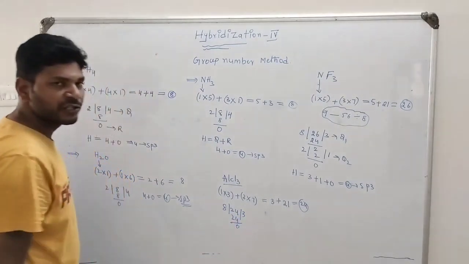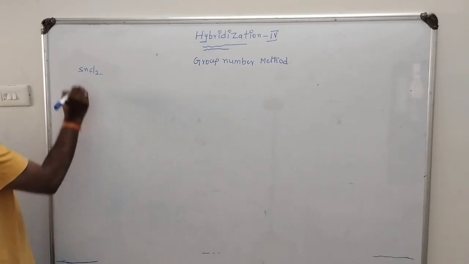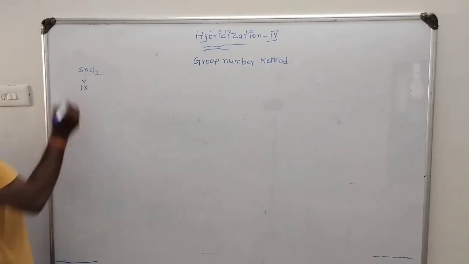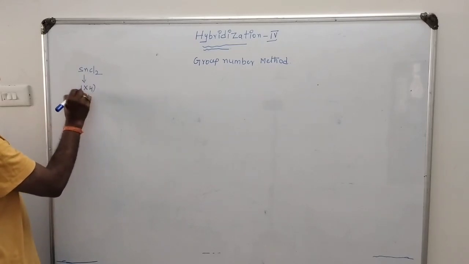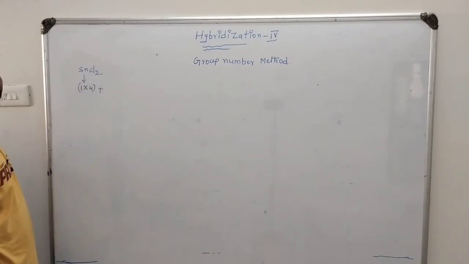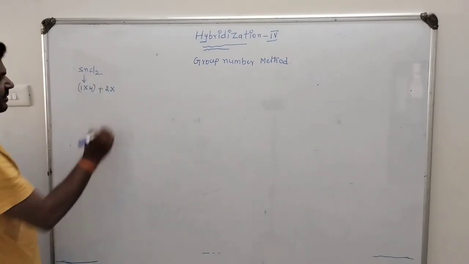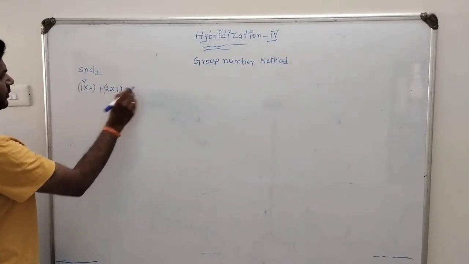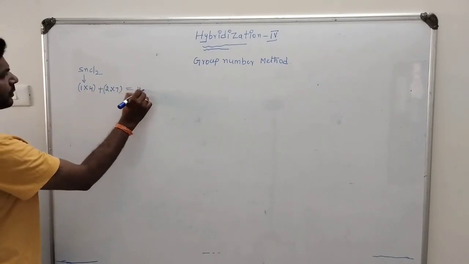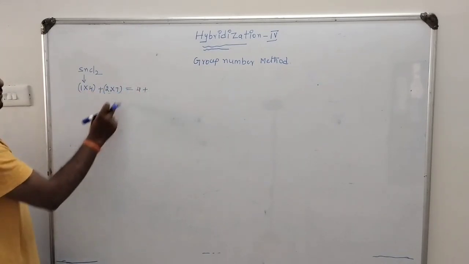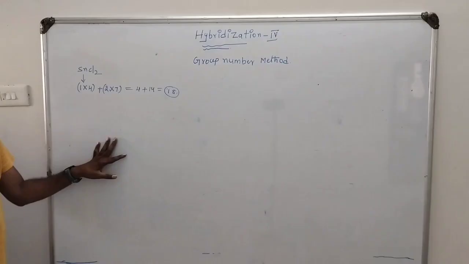Remainder 0. 3 plus 0. Next, SnCl2. Total number of tin is 1, its group number is 4, plus total number of chlorine 2, its group number 7. 1 into 4 is 4, plus 2 into 7 is 14.